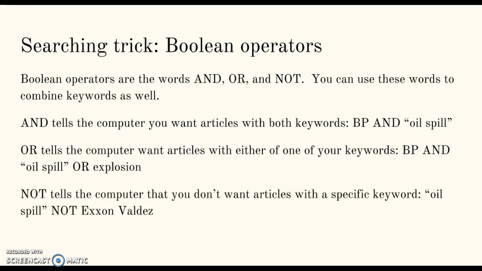If you use the word not, it tells the computer that you only want the first keyword and you want to eliminate any articles that have your first keyword and the second keyword. This can help if you're getting results that don't make sense. Maybe there are too many articles about a different oil spill, and you're having trouble finding the ones that are just about the 2010 BP oil spill. You could combine the keyword BP oil spill with the Boolean operator not, and then name the other oil spill that you don't want articles about, like maybe the Exxon Valdez oil spill.